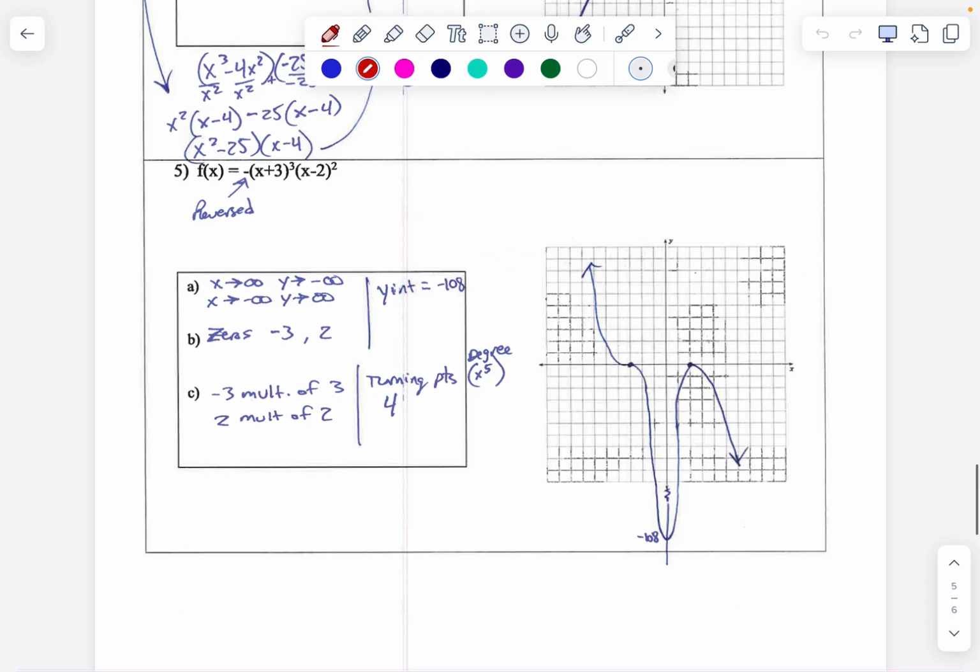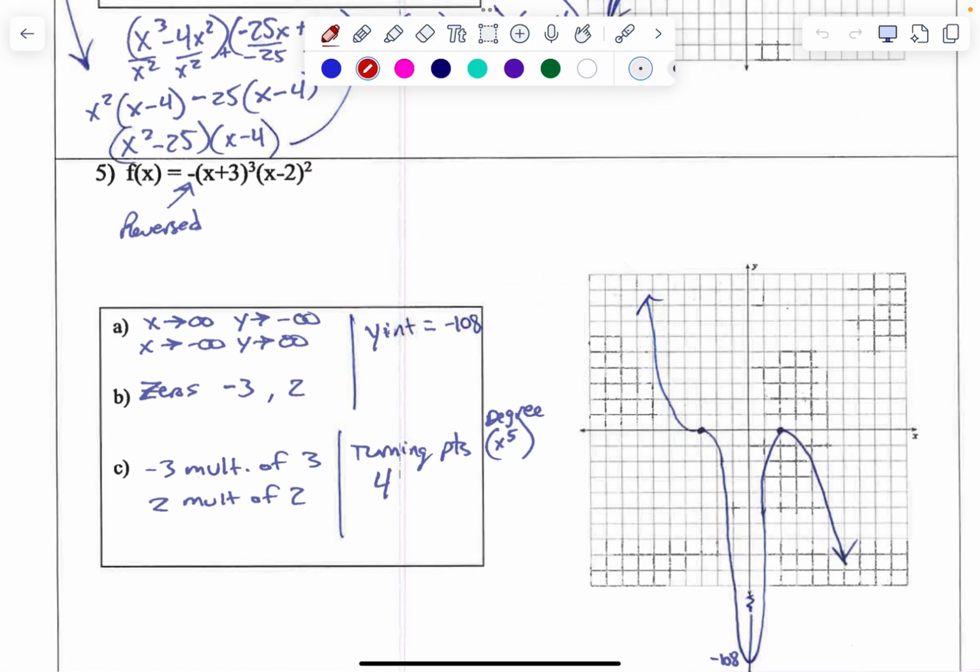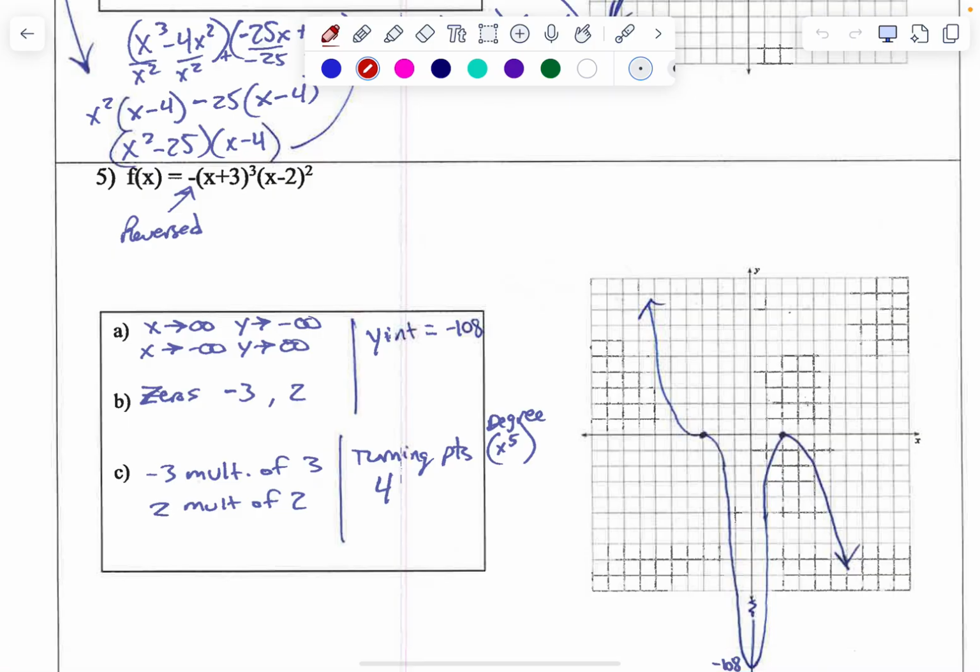Okay, number 5. Was already factored, so that was nice. You had two zeros, one at -3 and one at +2. And they both had multiplicities other than 1. So it made the graph a little bit more interesting. And I put the arrow there to the negative, which means it's the odd negative end behavior. So I wrote reversed.